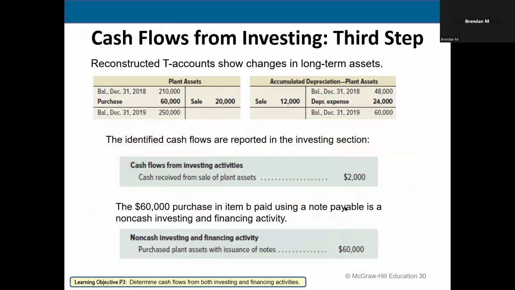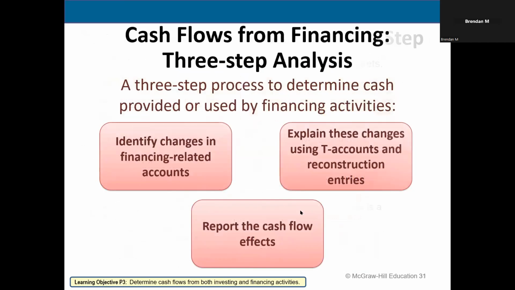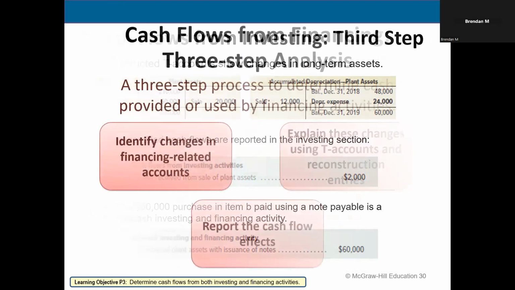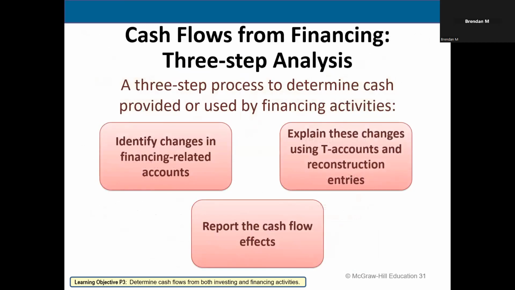The $60,000 purchase in item B. We paid down a note payable for non-cash investing. That becomes a cash outflow. Let's get into financing. Financing is simply borrowing or raising money with a stock issue. That's pretty much what it is.